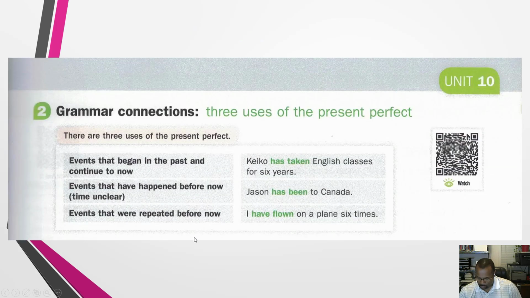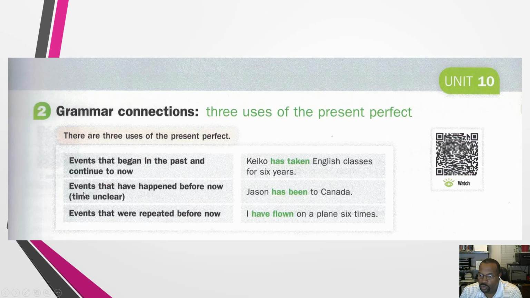All right, so page 133. Now we're back here. Grammar connections: 3 uses of the present perfect. Number 1: events that began in the past and continue now. An example of that is, Keiko has taken English classes for 6 years. That's an event that began in the past and continues to now. Has taken. Okay.